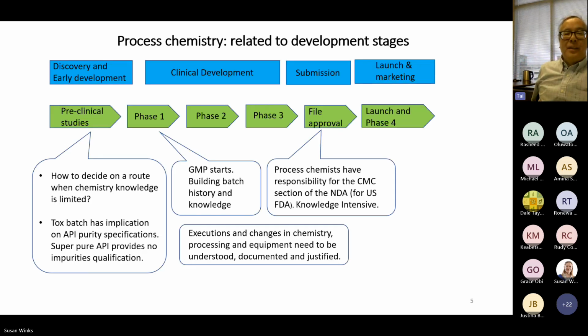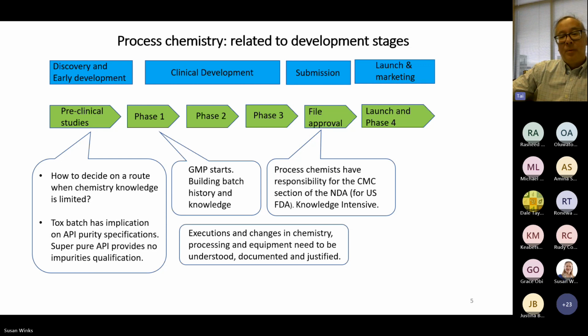I think many of you have seen this chart many times, so I just put it up here, but with a focus on process chemistry. In preclinical studies, process chemistry typically starts with preparation of the toxicology batch, which locks in the purity profile for further development. As we go into first in human and clinical trials, process chemists of course prepare material to support these trials. And the execution and changes in chemistry, processing and equipment really need to be understood, well documented and justified to regulatory agencies during the clinical phase.